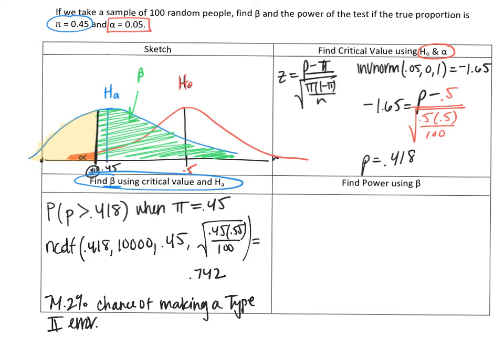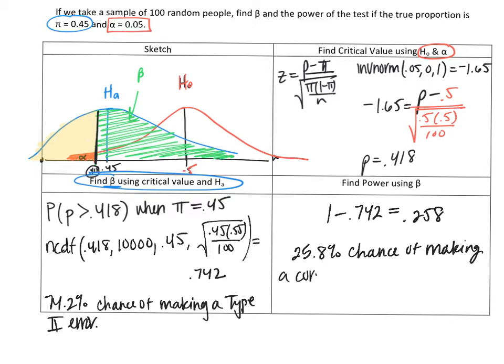Remember, power plus beta equals 1. So 1 minus 0.742 equals 0.258. That's my probability of power. So there's a 25.8% chance of making a correct decision. Which means choosing the alternate if the alternate is true.